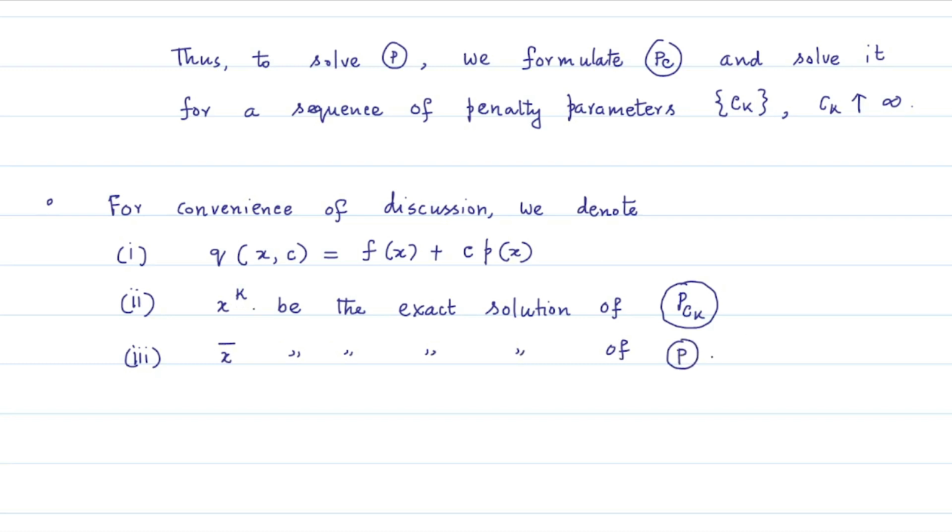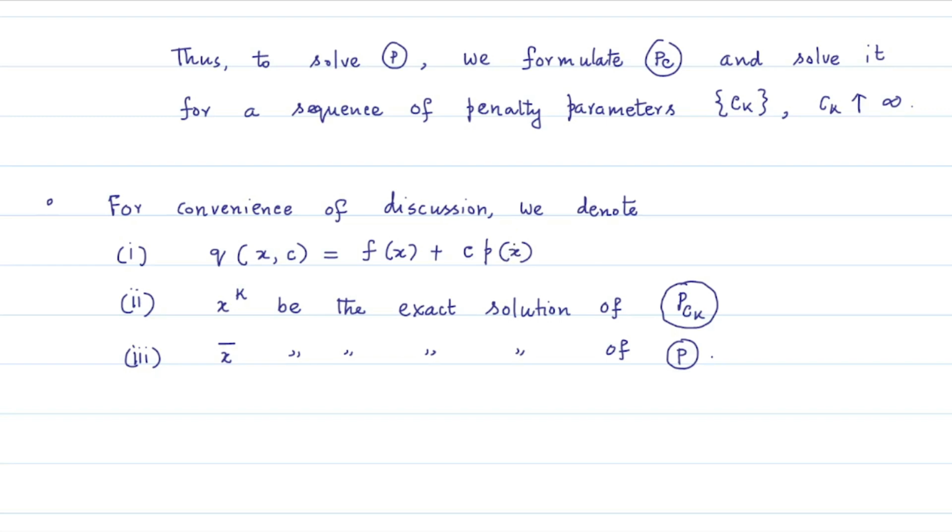Note that a point xk, an exact solution of the problem PCK, can be found by any of the unconstrained optimization algorithms that we have described so far, because the problem PC is an unconstrained problem. But to find the point xk, we need an exact expression of the objective function of PCK. The objective function of PCK is given by fx plus ck times px. The function fx is known because we started with a given constrained optimization problem capital P, in which fx is the objective function. So we know the expression for fx. We also know the value of c, given by c equals ck, a given constant. But what could be a possible expression of px?